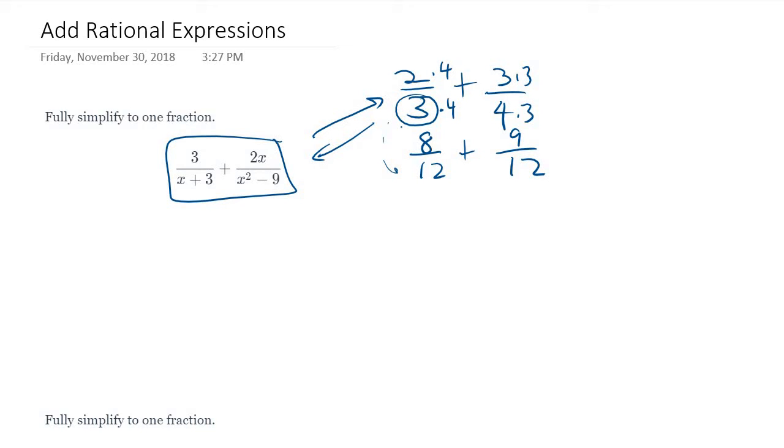And then now I can just add the numerators and keep one of the denominators, because this is 8 pieces of 12th, 9 pieces of 12th will give me 17 pieces of 12th, okay? We're going to do the exact same thing over here with rational expressions, okay? So this is what we do.